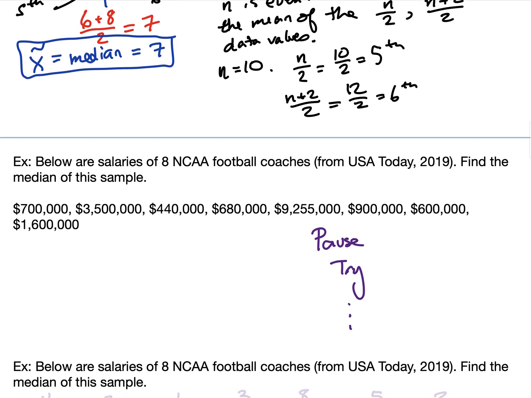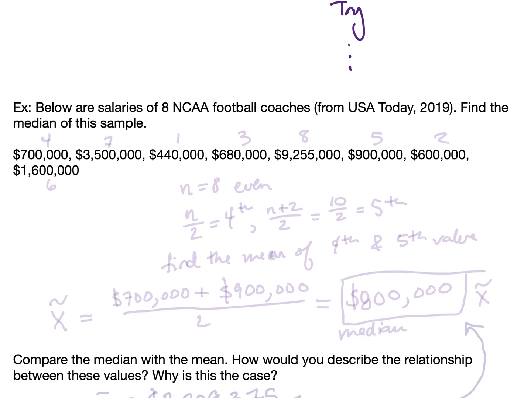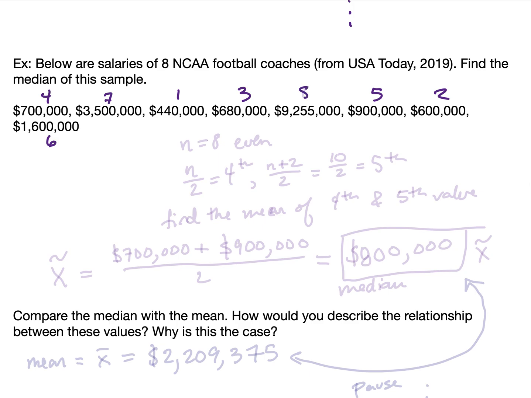Okay, so we want to find the median of this sample of 8 football coach salaries. So we want to find the middle value when the data is in order. We could start by putting the data in order if we wanted to. If we do that, then we've got, okay, this is the first data value in order. This is the second data value, the next largest. This is the third data value, the fourth data value, the fifth largest one, the sixth largest, the seventh largest, and the eighth largest. So those are our data values in order.